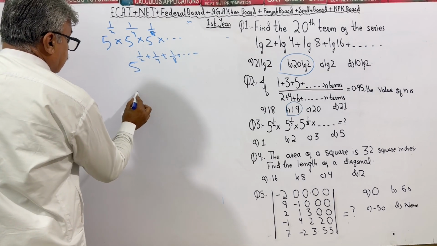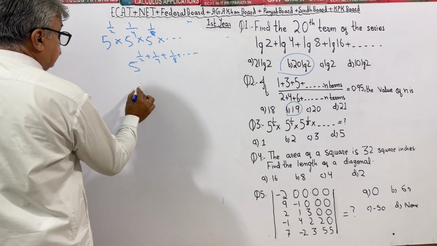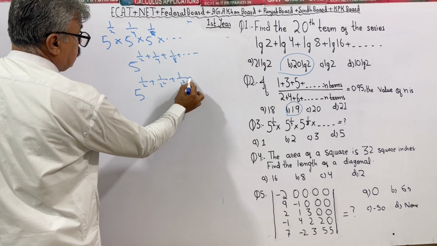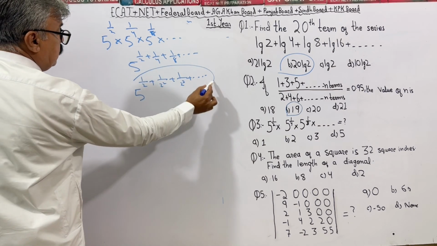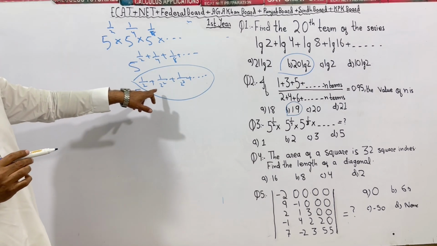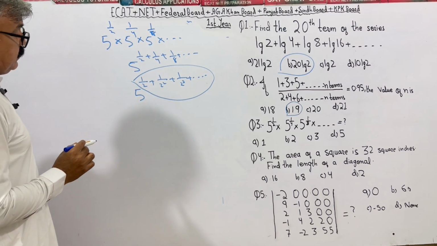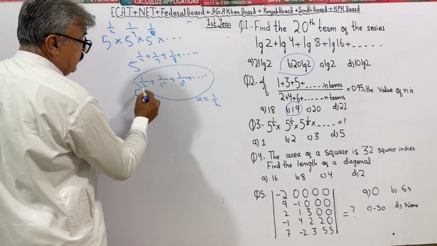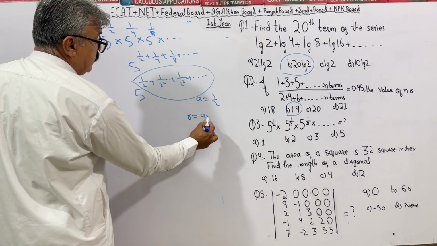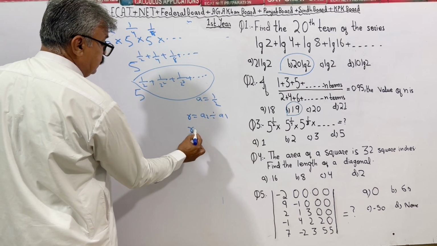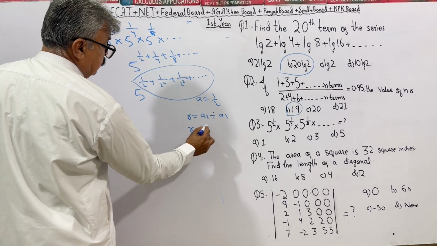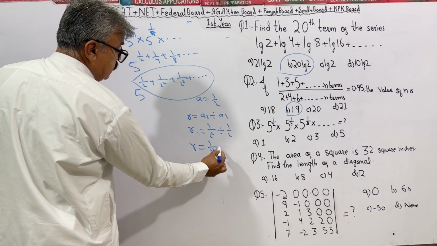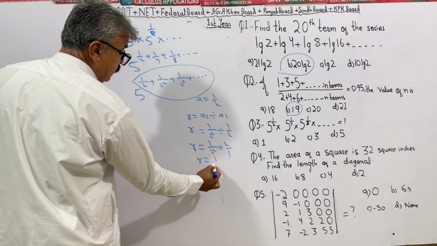If we look at the powers here, these are all powers of 2. 1 over 2, 4 means 2 square, 8 means 2 cube and so on. From this we can easily deduce that it's a GP sum to infinity where A is 1 over 2, the first term, and R is also 1 over 2. How to find R? A2 divided by A1. A2 is 1 over 2 square, divided by 1 over 2. The 2 cancels out, and we have R is equal to 1 upon 2.